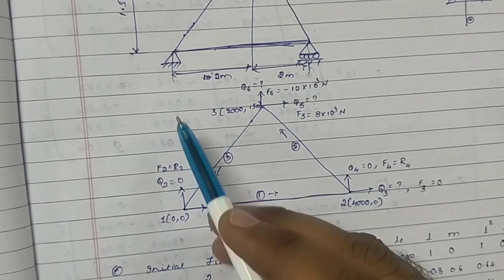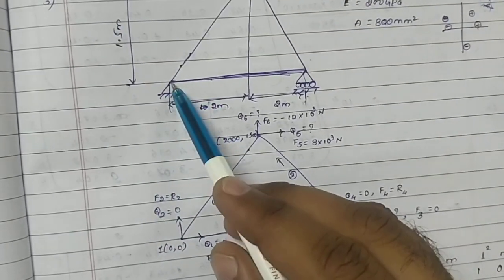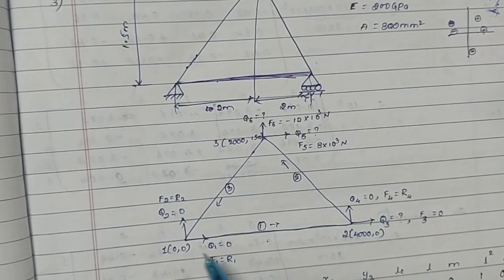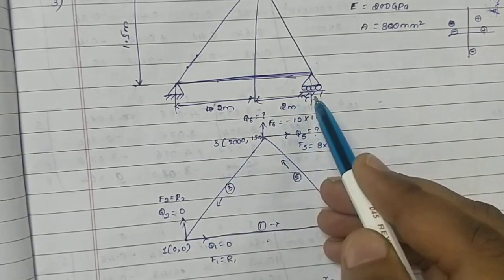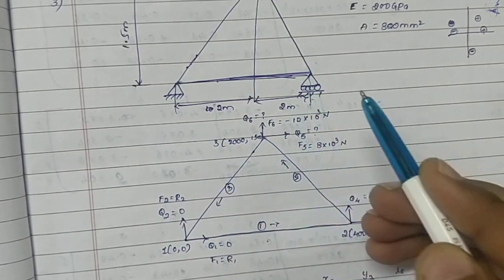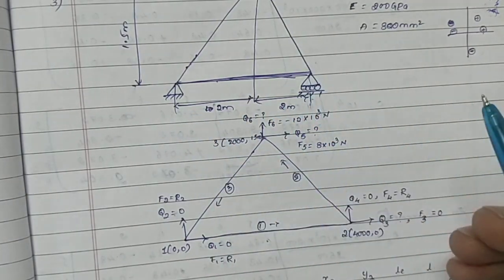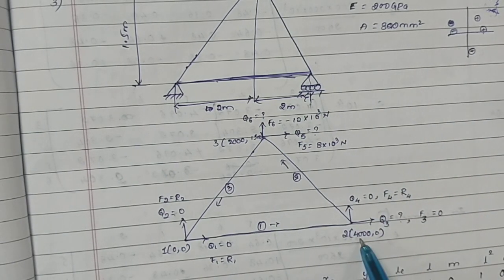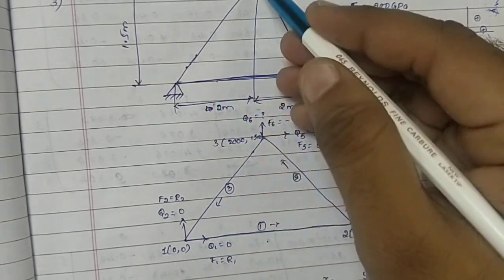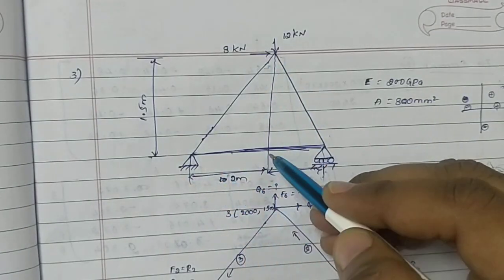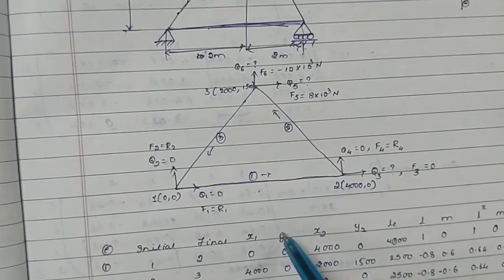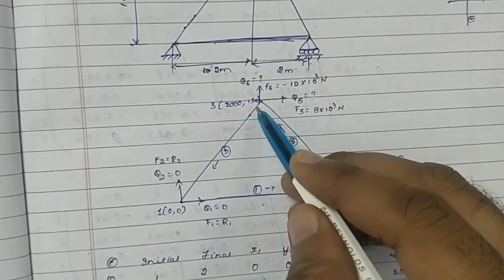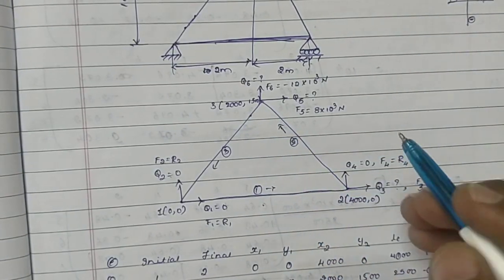Next, always select the left bottom corner as the origin. So if this is the origin, node 1 is 0, 0. Node 2 is at x is 4 meter, y is 0, so 4000 mm and 0. Next, this is 2 and 1.5, so 2000 and 1500, in mm.